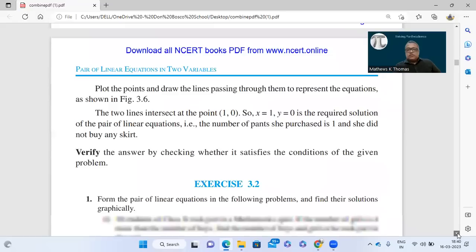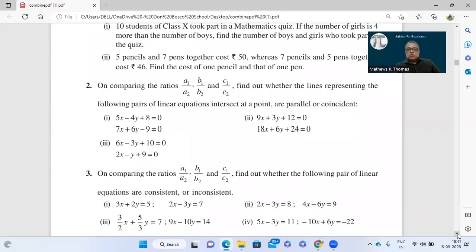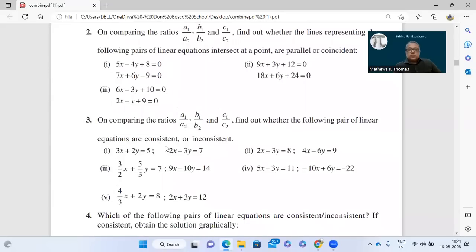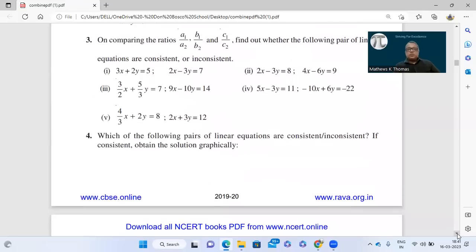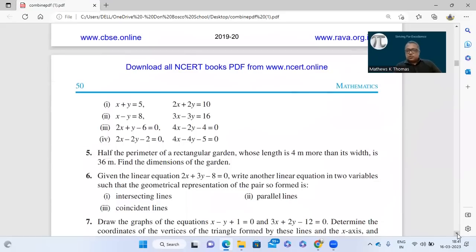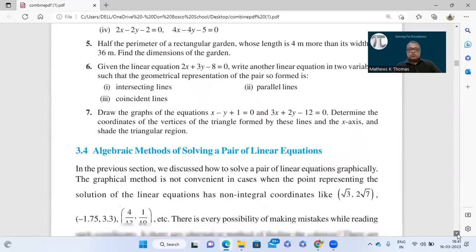Then solving of linear equations, you need to know by the methods that are given here, elimination and substitution. Before that, you should know whether equations are consistent or inconsistent. Consistent means it has a solution. So it could be a unique solution or it could be infinitely many solutions. Inconsistent means no solution. So without solving, just by comparing the ratios a1 by a2, b1 by b2, c1 by c2, we'll be able to find out. Just learn those conditions and you'll be able to do those.